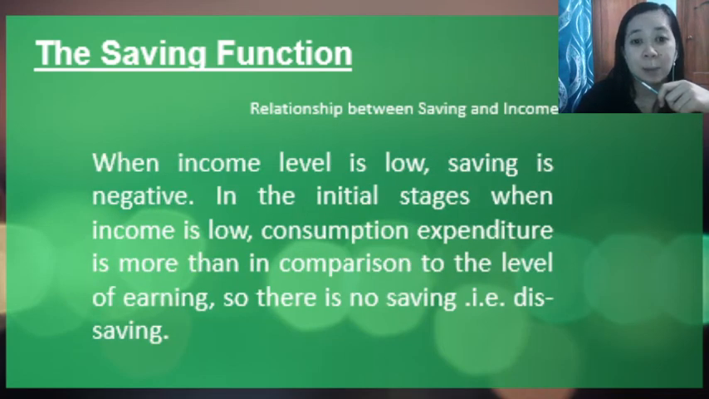So when the income level is low, of course, your saving will be low or negative. And how is that possible? Saving is negative, meaning there is no saving, or instead of saving, you have liabilities. In the initial stages when income is low, this is the concept. When income is low, consumption expenditure is more in comparison to the level of earnings, because of course there is a lot that needs to be purchased or spent. However, the level of income is not enough. So there is no saving in this case. This is what we call dissaving.